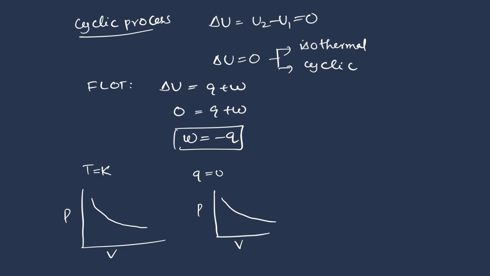Then isobaric means pressure constant. So on the pressure and volume graph, pressure remains a straight line, parallel to the x-axis. Another one is volume constant. Then you will get pressure and volume with volume constant. For the cyclic process, it may be a circle, rectangle or square, whatever. These are the graphs with respect to the different processes.